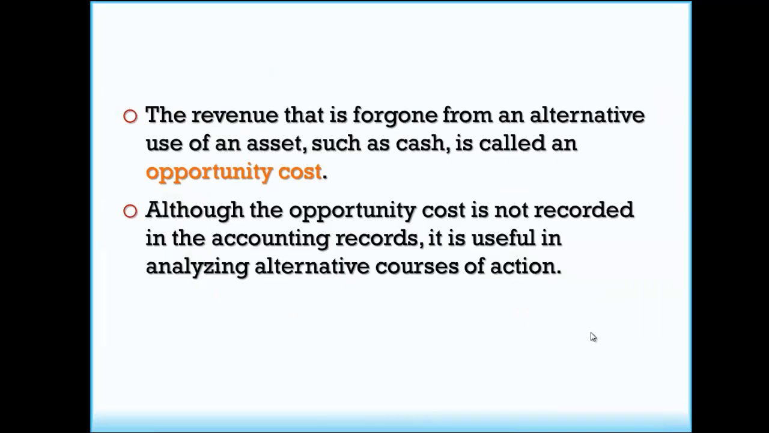Let me just mention this briefly. You've probably heard this discussed in one of your economics courses, but the revenue that is foregone from an alternative use of an asset, such as cash, is called an opportunity cost. And although an opportunity cost is not recorded in the accounting records, it is useful in analyzing alternative courses of action.